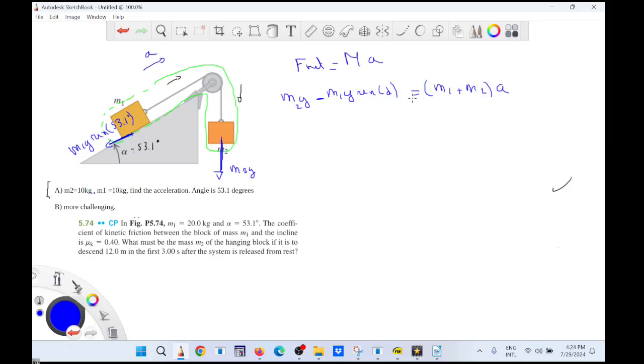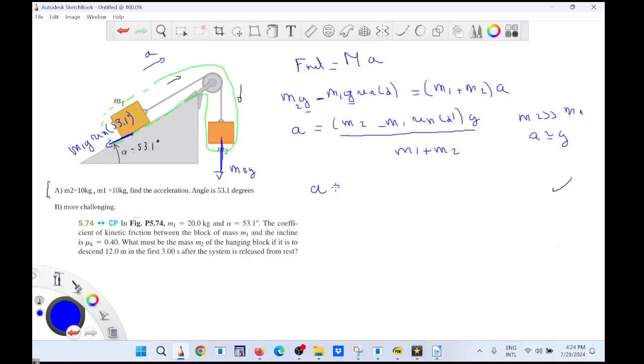See? So the acceleration will be M2 minus M1 sine alpha, and then here you have G, so you can factor out the G over M1 plus M2. You see here that if M2 is very, very large, that means the acceleration will be G, which is not the case here.